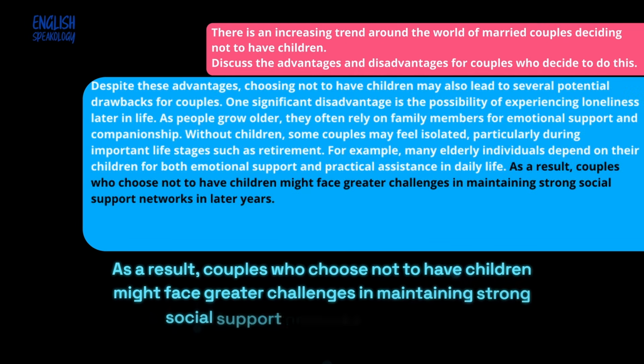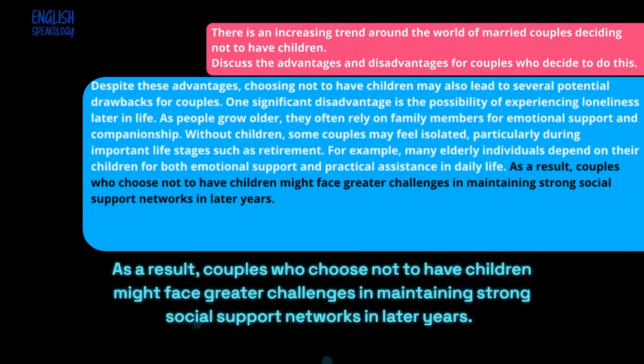Now we add the result. As a result, couples who choose not to have children might face greater challenges in maintaining strong social support networks in later years. The phrase "as a result" shows the consequence of the situation. Notice the phrase social support networks. This is strong academic vocabulary often used in essays about family, society, and psychology. Now our first disadvantage idea is complete.